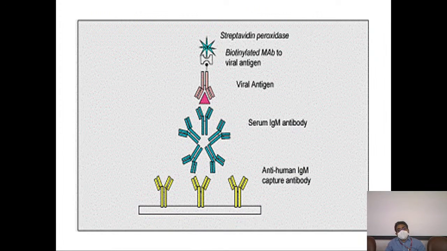It will bind to this IgM antibody, and then we add a monoclonal antibody which has been bound with an enzyme against this viral antigen. It will bind, and this enzyme will lead to a substrate reaction. So if we are detecting IgM antibody, you can say we are doing mu capture ELISA, or the capture ELISA. IgM capture ELISA is specifically used in the infection of dengue.